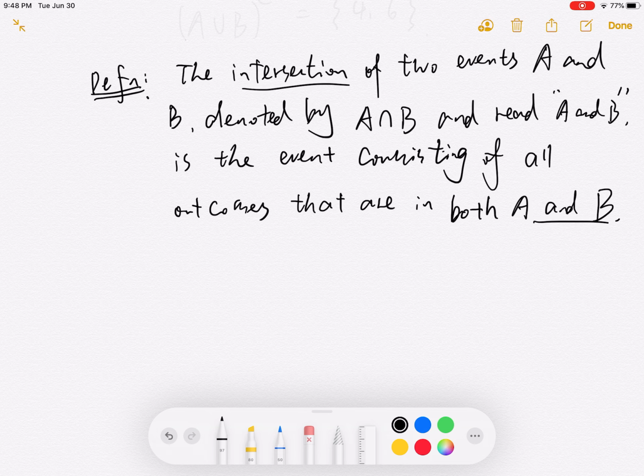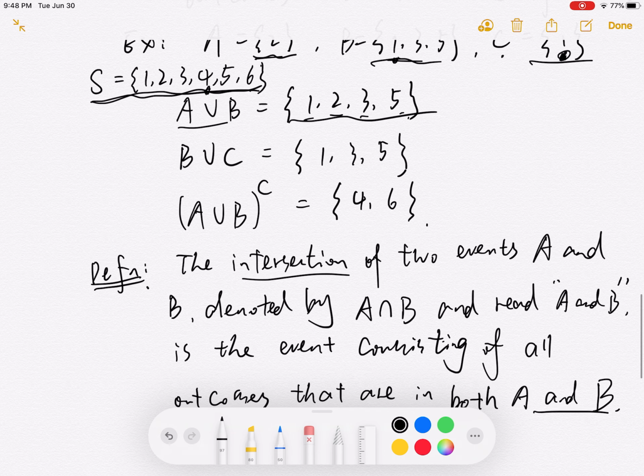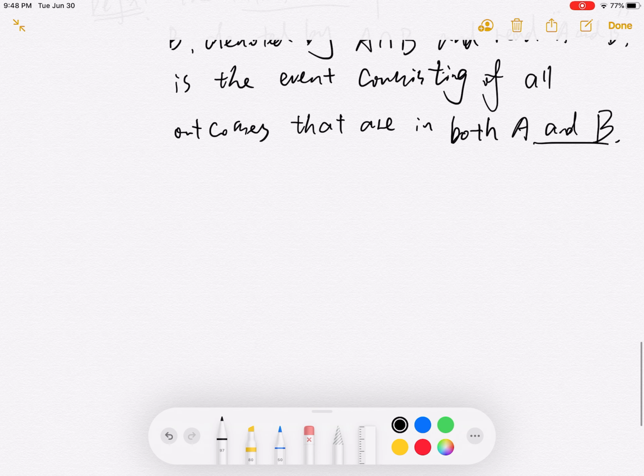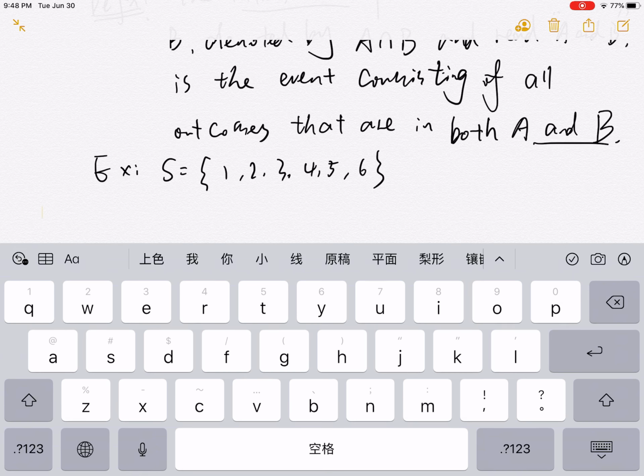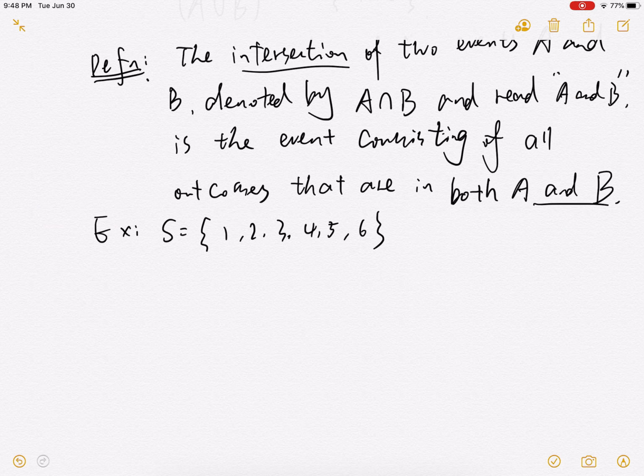Now, for example, based on the events given here, let me just rewrite down. S is 1, 2, 3, 4, 5, 6. And event A is 2. Event B is 1, 3, 5. And event C is 1.